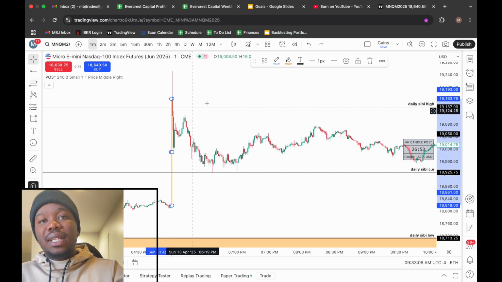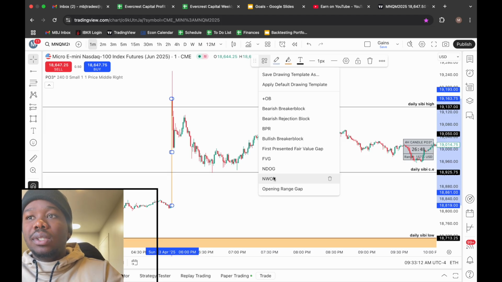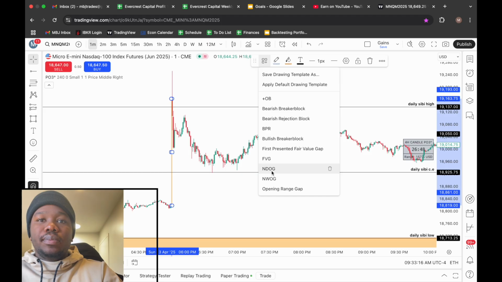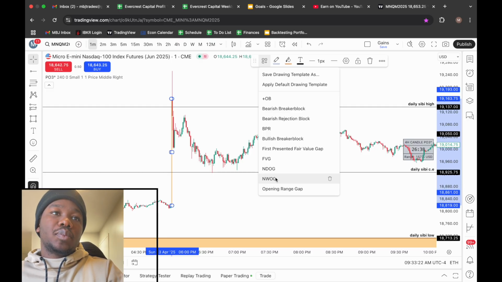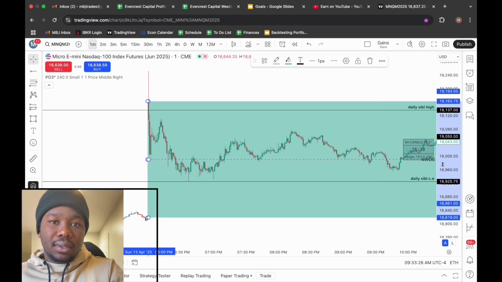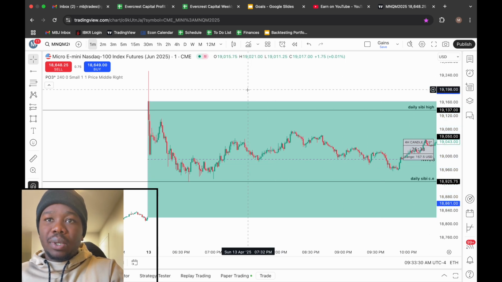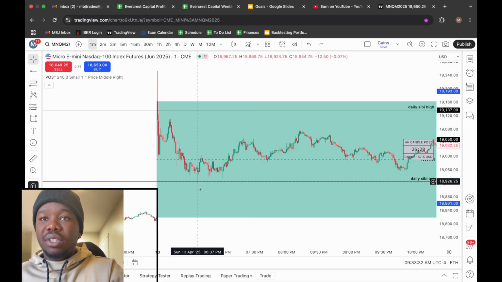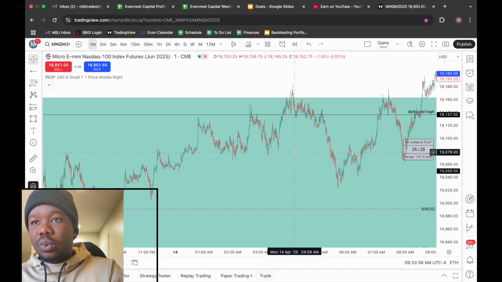People call it NWOG, new week opening gap. And I know you see the thing that says NDOG. That's just new day opening gap. I'll show you that as well. So boom. Then I have my setting set so that it already goes forward. And as you can see, let me see how price reacts, how it fills in these inefficiencies and gaps. It's just beautiful the way it does it.